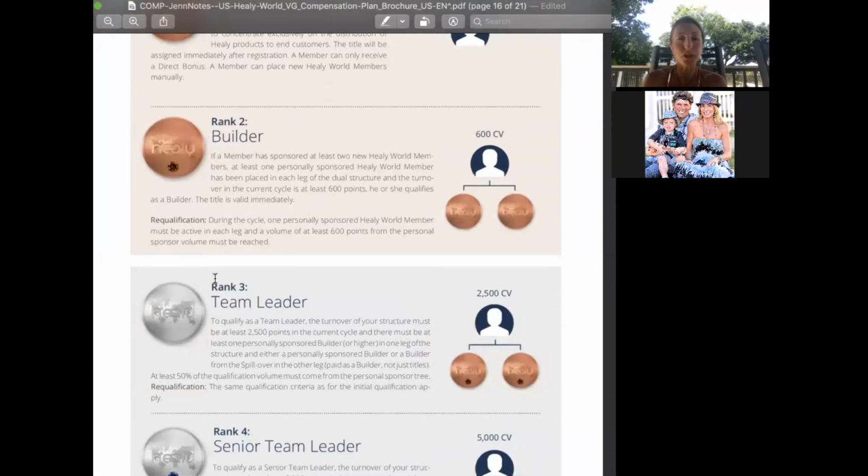And a builder, as you can read here, I'm not going to read this word for word, but I'm going to help you understand these pictures. A builder says that you have at least 2 Healy World members, one personally sponsored on your left and one personally sponsored on your right. And then you have a total volume of 600 cumulative volume. But it says specifically under requalification that this volume must come from your personal sponsor volume.